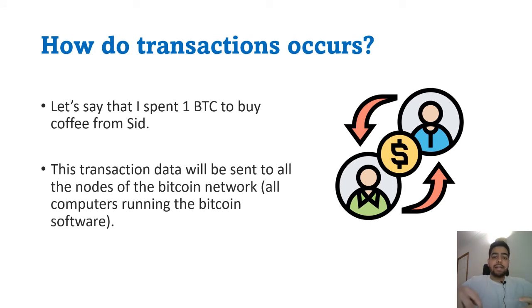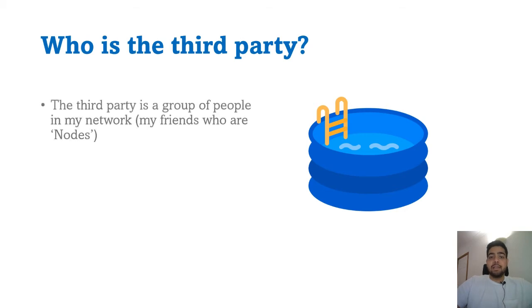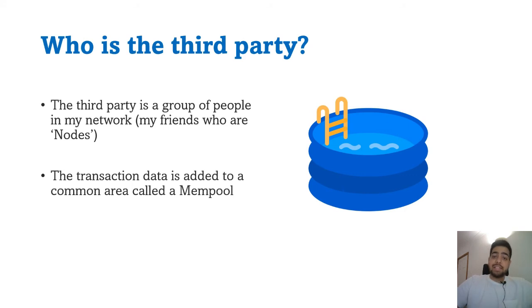Now this transaction data will be sent to all the nodes in the Bitcoin network, and these nodes are technically all the computers that are running the Bitcoin software. Who is the third party who looks at all these transactions? The third party is the group of people who are running the Bitcoin software, or my friends who are the nodes in this network. This transaction data is added to a common area that is called a mempool, and all the nodes or the computers who are running the Bitcoin software can see this transaction data.